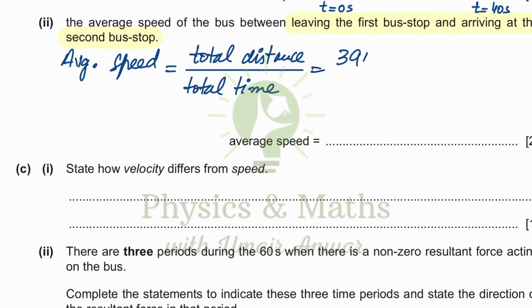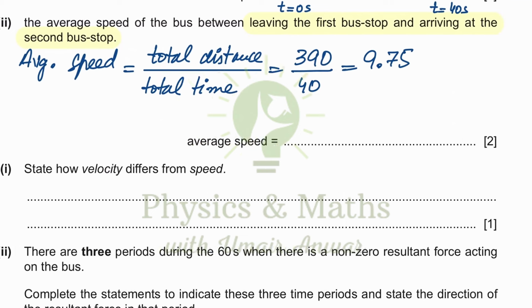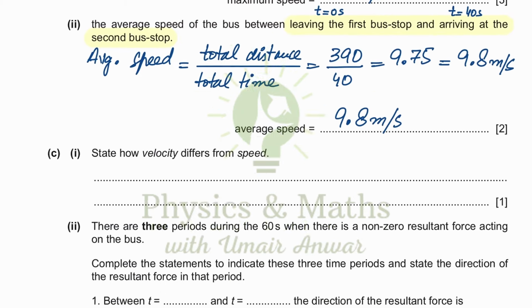Total distance is 390 divided by the total time of 40. So it becomes 9.75, or I could round it off to 9.8 meters per second. So the average speed of the bus during this journey was 9.8 meters per second.